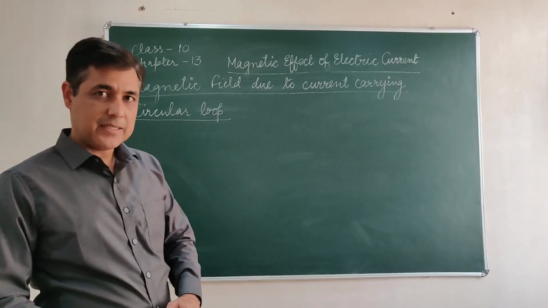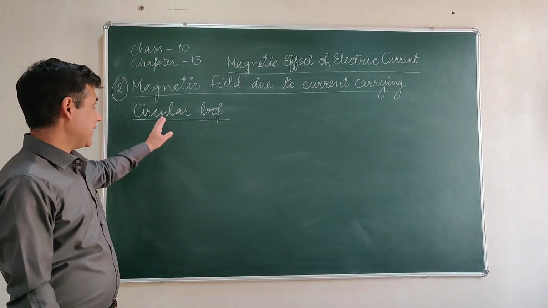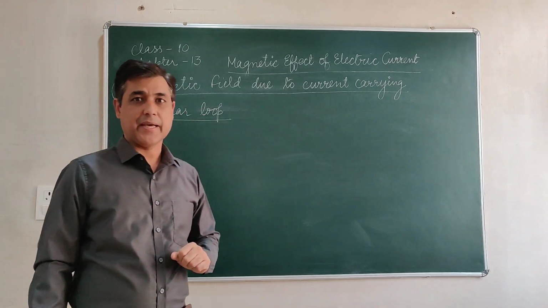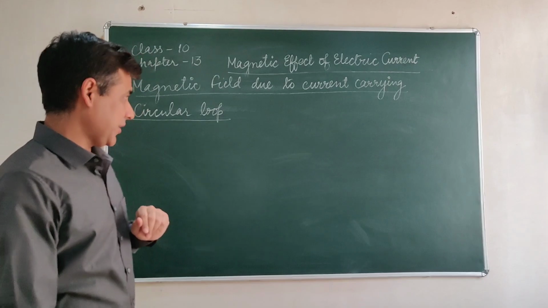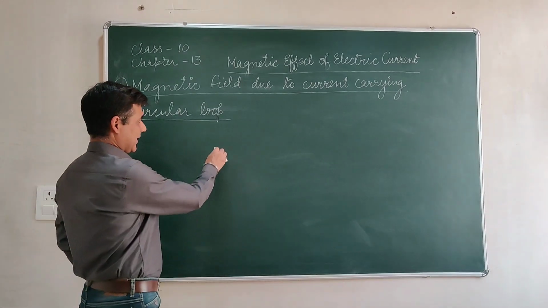Okay. Second application, magnetic field due to current carrying circular loop. Magnetic field due to current carrying circular loop. So in this, once again we will be taking a cardboard.